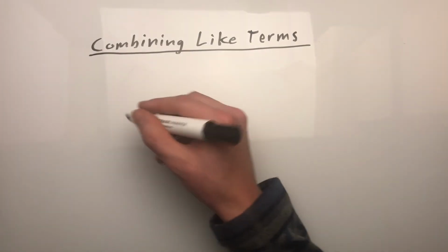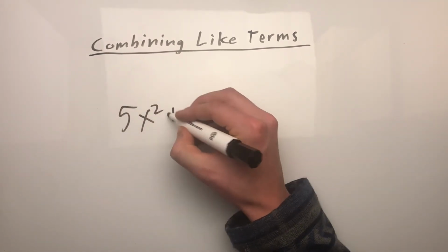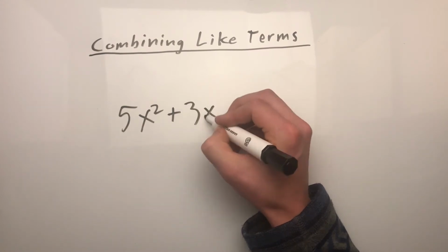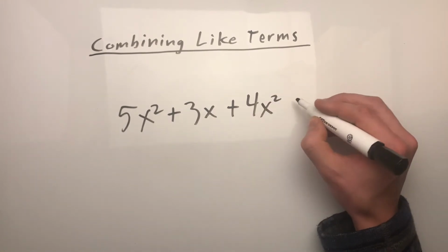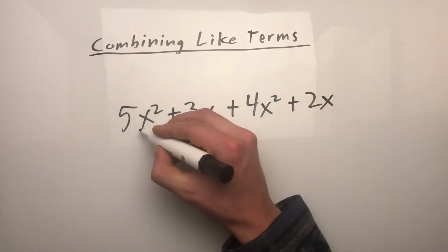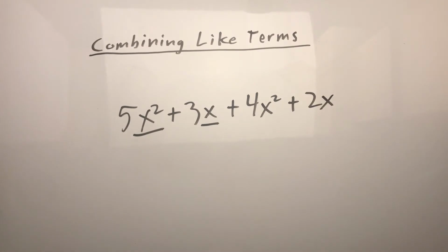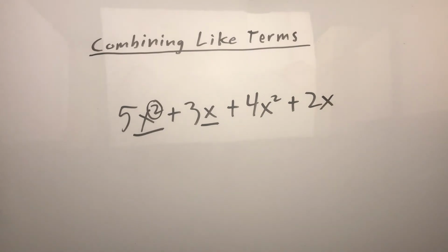Now, let's consider this expression: 5x squared plus 3x plus 4x squared plus 2x. So here we have the terms of x squared and x. Now, even though these terms both have an x in them, they are not like terms because of this exponent. This exponent makes them unlike terms.